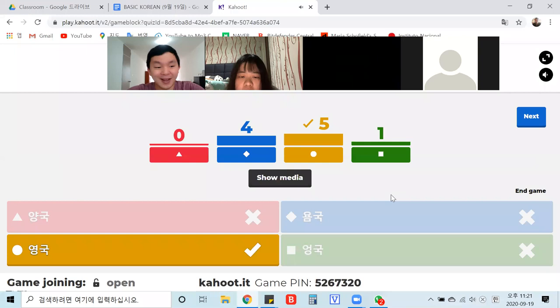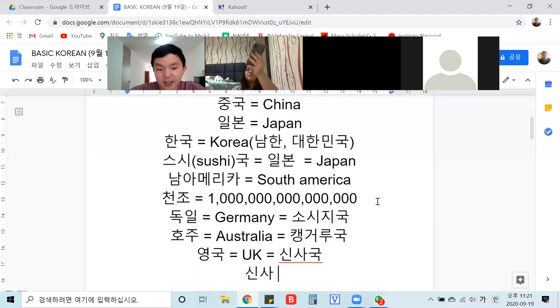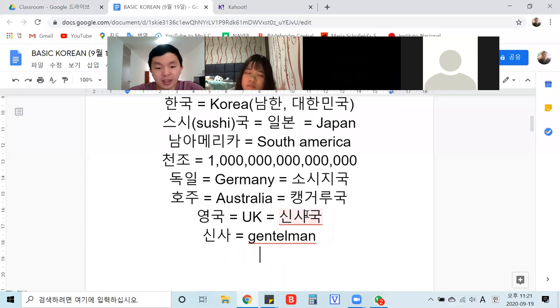As you saw, the flag is talking about England, the UK, and the correct way to say it is Yeongguk. Let me simply put that as the UK, the United Kingdom. And another slang way to say it in Korea, we call it Shinsaguk. And what is the shinsa? Shinsa is a gentleman. We call it 신사, 신사. Yeah. So like that.